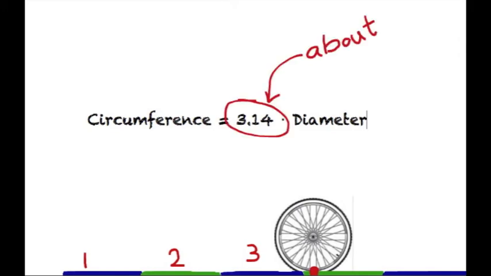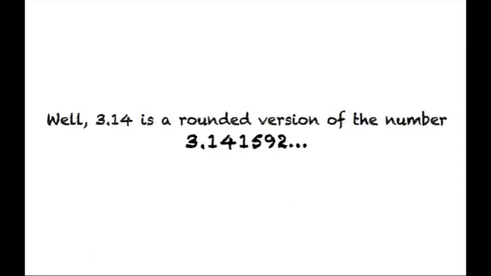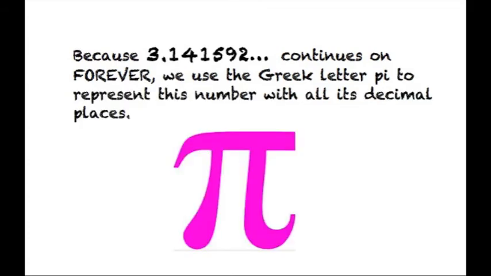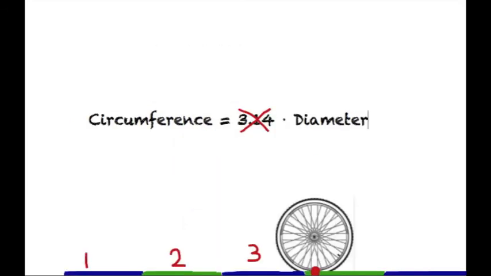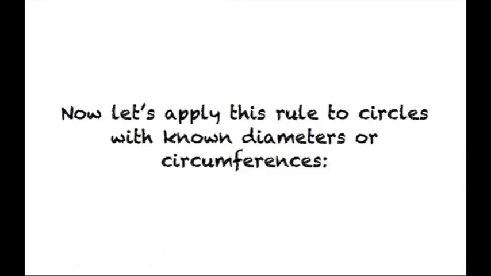But 3.14, we've been saying that it's about this number. What is this number exactly? Well, 3.14 is a rounded version of this number, 3.141592. And because 3.141592 continues on forever, we use the Greek letter pi, represented here, to represent this number with all its decimal places. So we can take this rule, circumference equals 3.14 times diameter, and change that 3.14 in for pi, just like you see here. Pretty cool. Now let's apply this rule to circles with known diameters or circumferences.